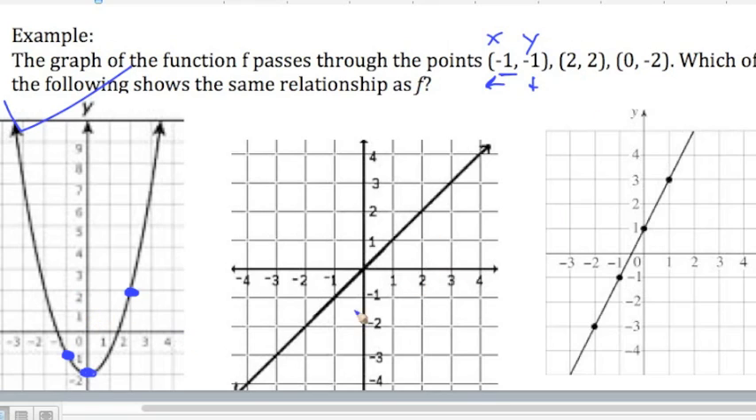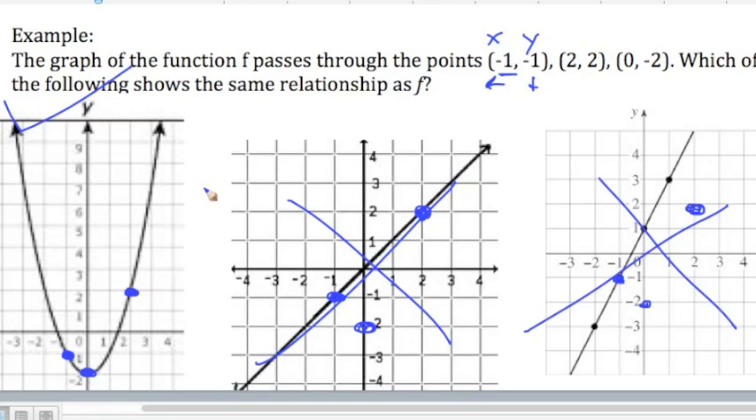Let's check the other one, negative 1, negative 1, 2, 2. And if you weren't real careful and this one was like the first answer choice, it might be a little misleading because 0, negative 2 is down here. This one's not a match at all. Let's check the last one, negative 1, negative 1 matches up. 2, 2 does not match, and neither does 0, negative 2. So this one isn't a match either. The first graph is. And there you go. We matched some points to a graph.